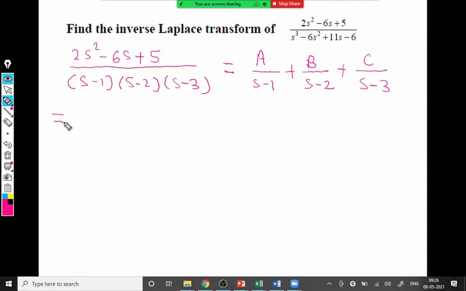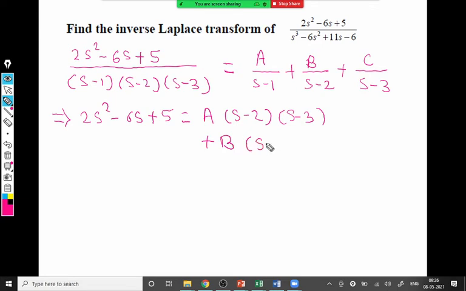To get the values of a, b, c, cross multiply: 2s square minus 6s plus 5 is equal to a times (s minus 2)(s minus 3) plus b times (s minus 1)(s minus 3) plus c times (s minus 1)(s minus 2). Which values of s should be replaced to get a, b, c? Sir, 1, 2 and 3. Very good, that's 1, 2, 3.